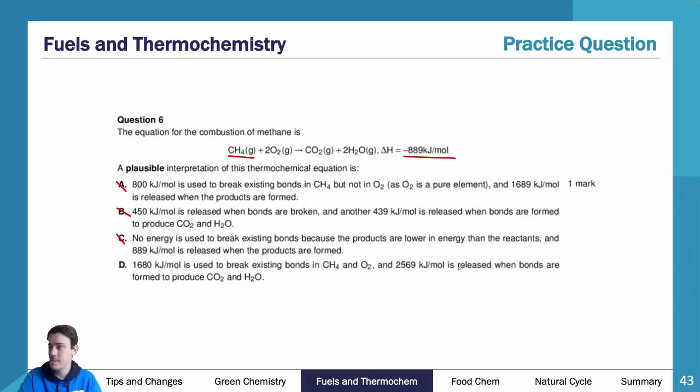But if you look at this, it says it breaks the bonds of CO4 and O2, which is correct. It needed that. And this is the amount of energy released. If I took this number away from this number, I would end up with this. And therefore, D is my answer. So that is why D there is my answer. This is a really, really good question.